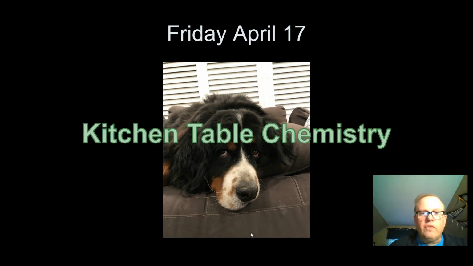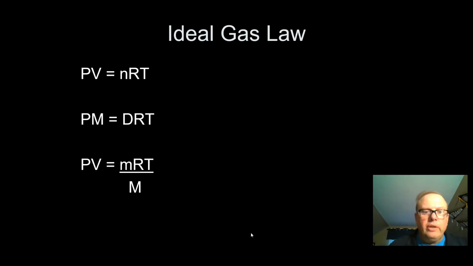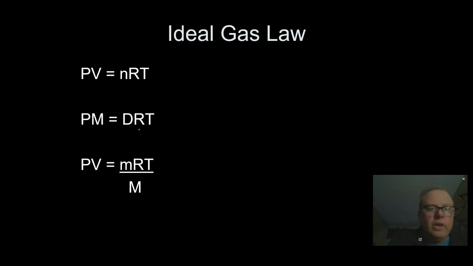Hey guys, it is Friday, April 17th, and on today's kitchen table chemistry, we're still going to be looking at the ideal gas law. In today's look at the ideal gas law, we're going to emphasize these two here, PM equals DRT, where we're going to talk about density, and then PV equals small m RT over large M, where we're going to be looking at the mass of a sample.